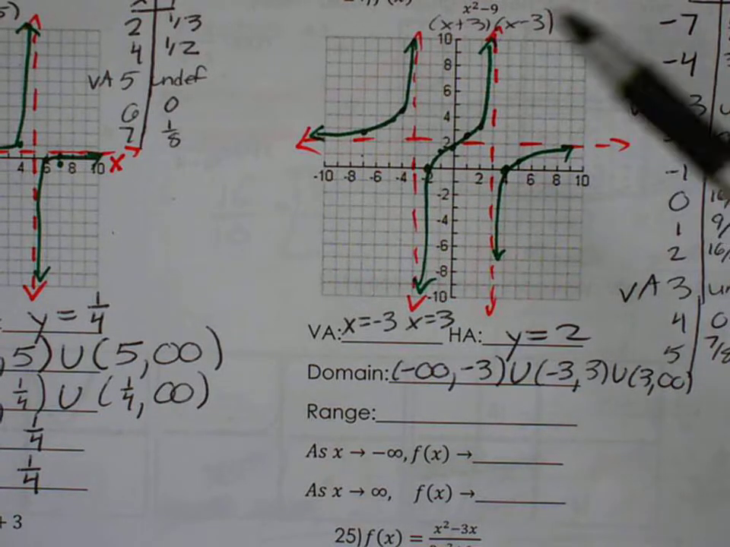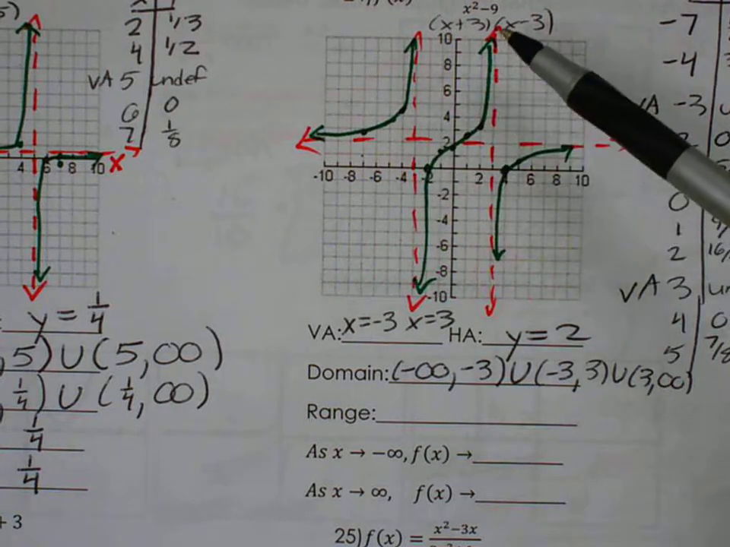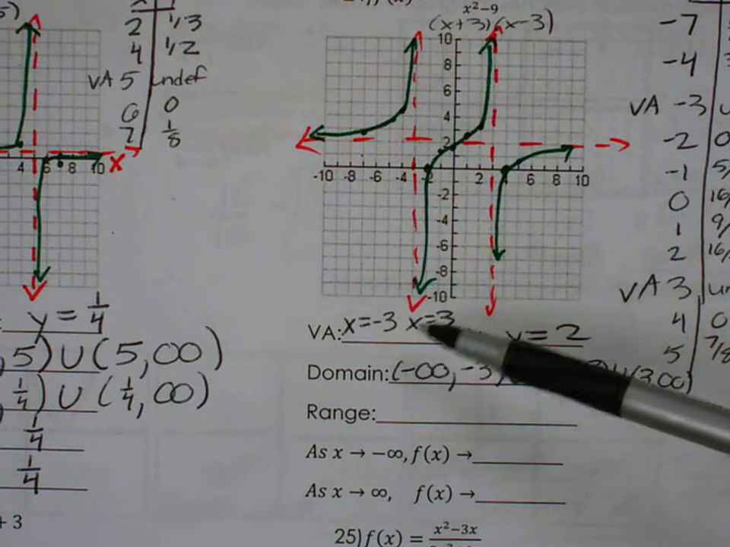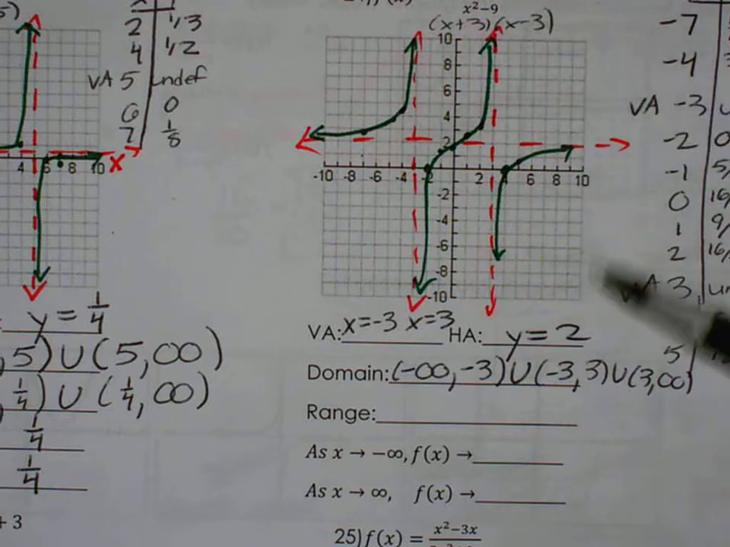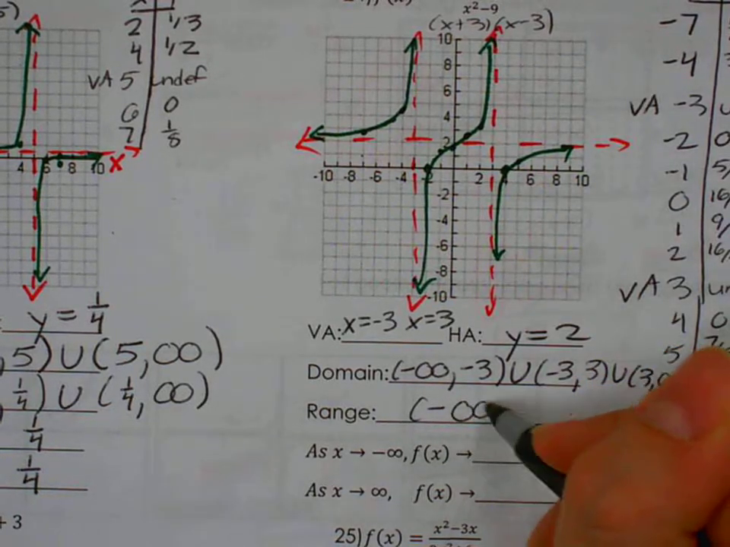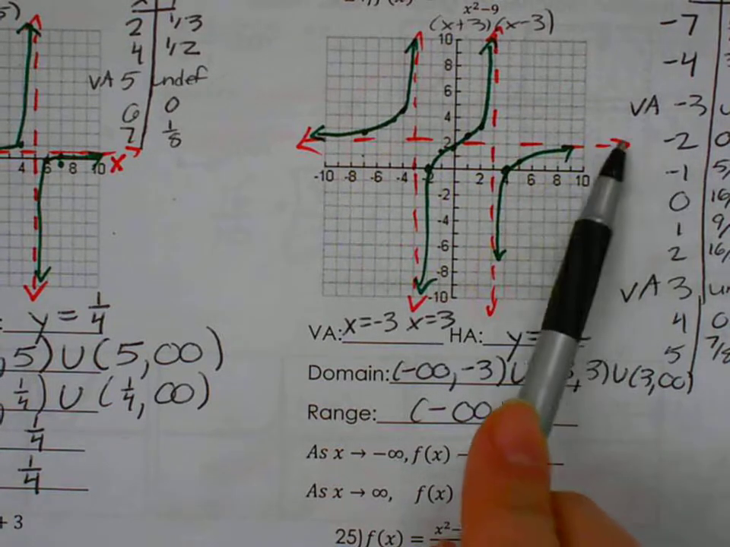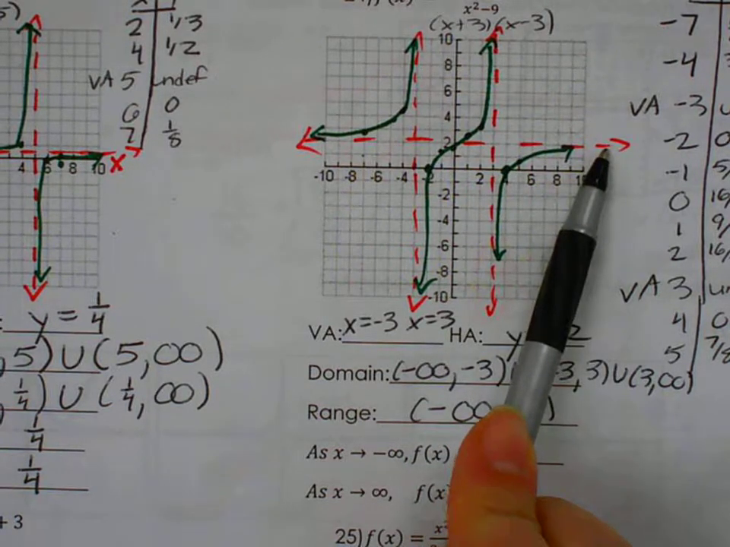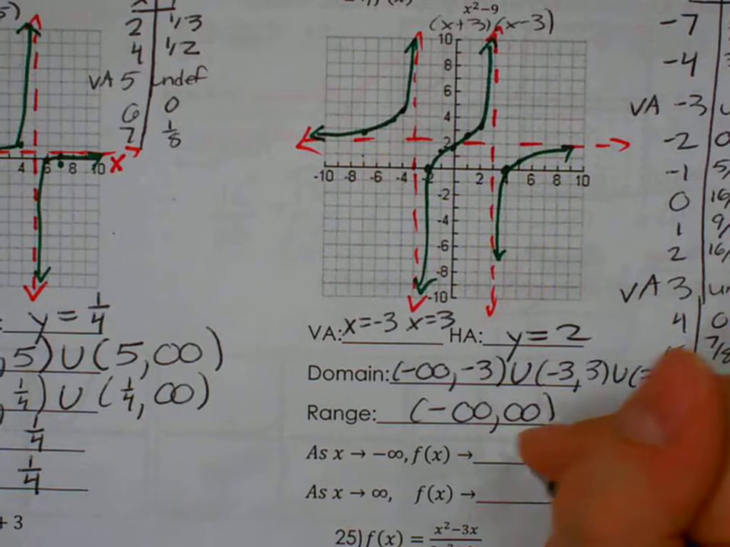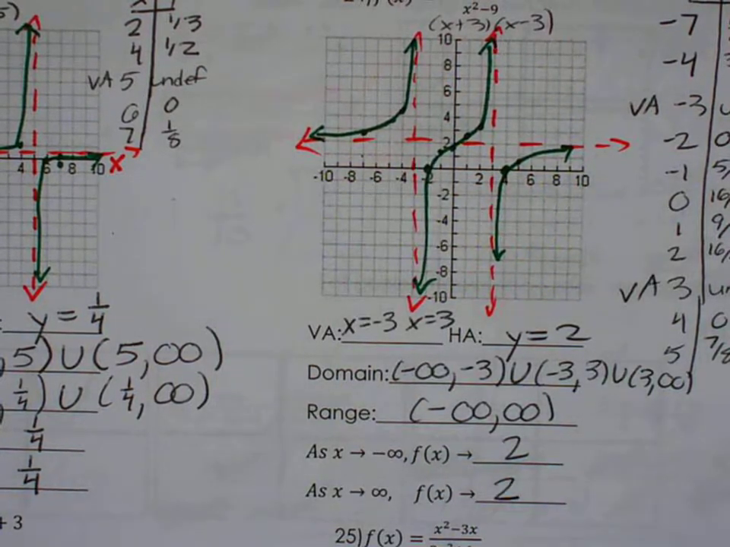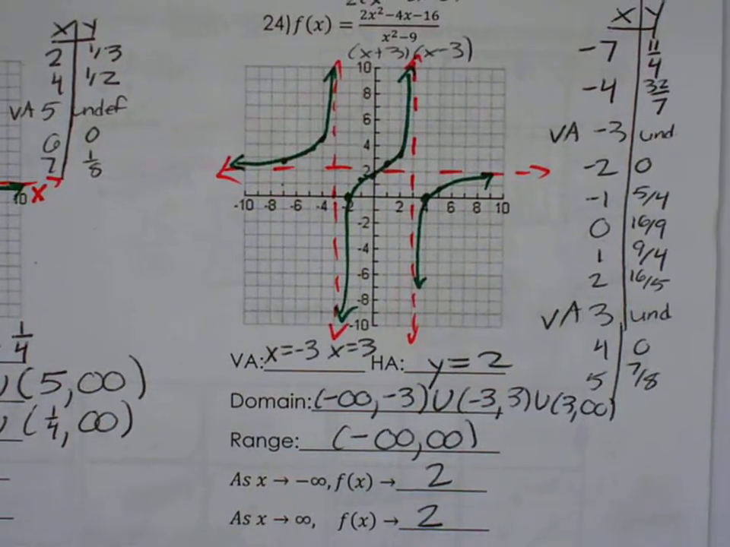Now my range on this one, because I'm crossing the horizontal asymptote, there are no y values that I'm not including. I start from negative infinity and I continue all the way to positive infinity. There's nothing that my y value can't be. And then lastly, my end behavior. As I get farther and farther this way, it's approaching that red line. That red line is my horizontal asymptote, which is 2. And the same thing as I go this way, it's approaching my horizontal asymptote, which is 2. So there is the number 24.